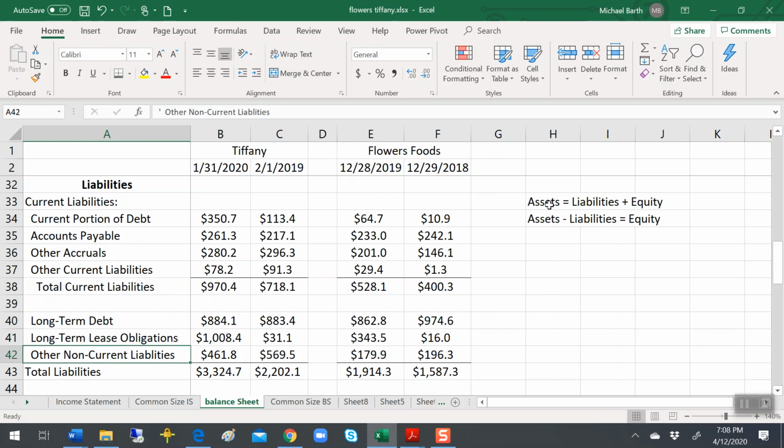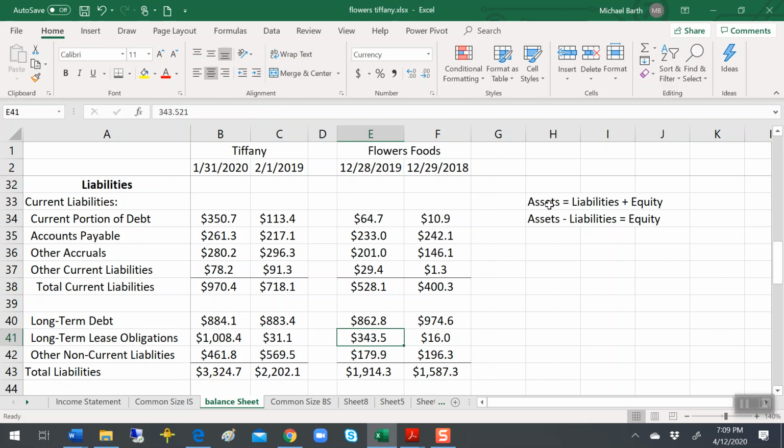Other non-current liabilities can be things like long-term obligations, long-term contractual obligations. They can also be pension plans that you owe to your employees. A lot of things can go in there. One thing you might want to notice is that the long-term lease obligations went from 31 million to over $1 billion here with Tiffany, and from 16 million to 343 million for Flower.